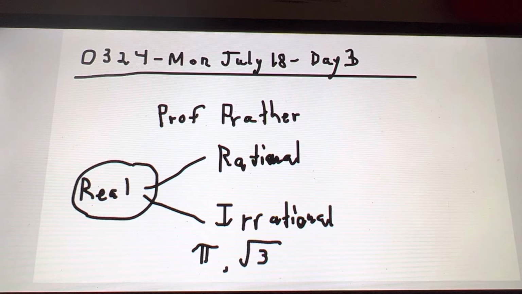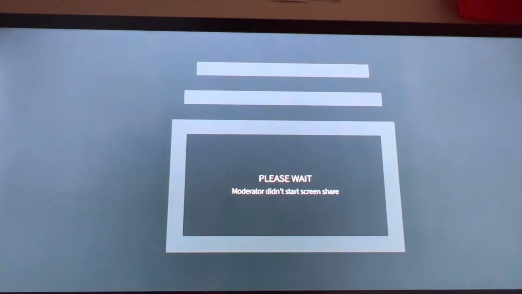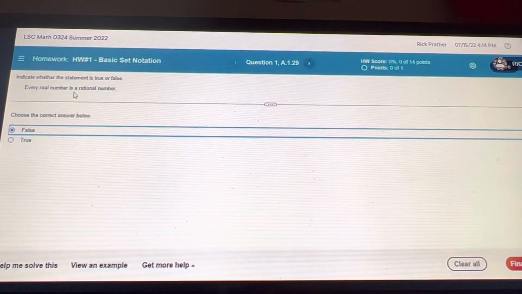Square root of 4 is exactly 2, so that one's rational, but then square root of 5 would be irrational, square root of 6 is irrational, square root of 7, square root of 8. You'd have to get the square root of 9 to get another one that's rational. So at this point in this homework problem, every real number is rational, no, because there are irrational ones.